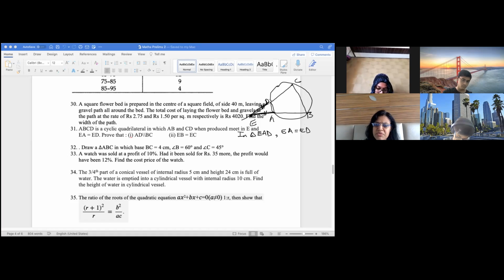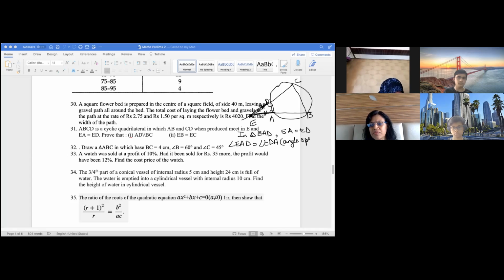What does it mean? That means this angle is equal to this angle. So I'll write angle EAD is equal to angle EDA. Why? Angle opposite to equal side. Okay, so now this angle is equal to this angle. We have proved. So now also one more thing, DAB plus DCB.